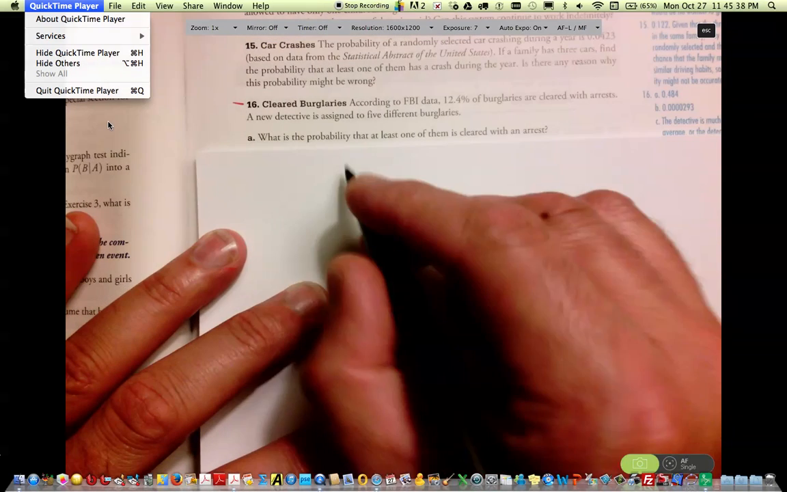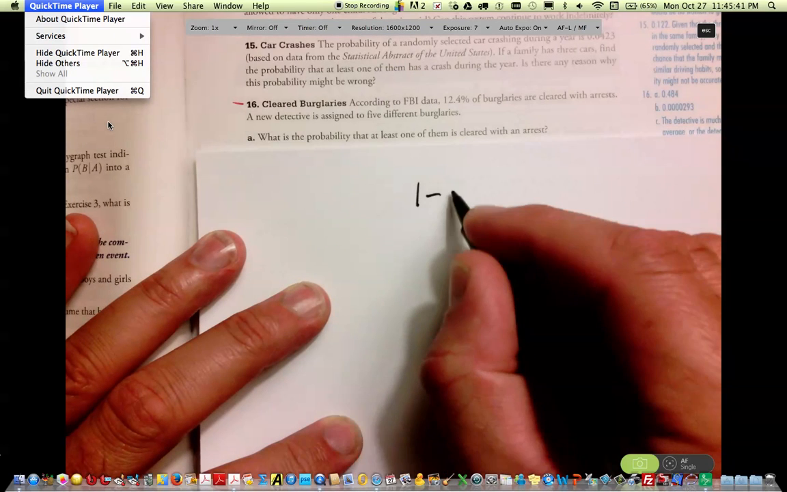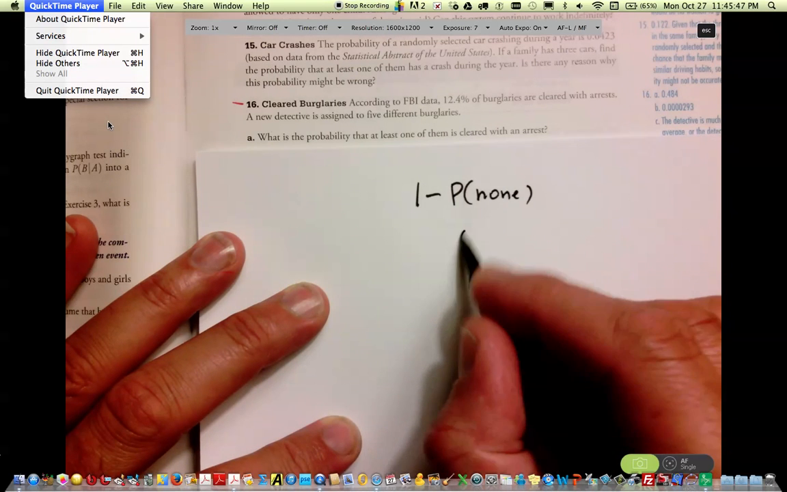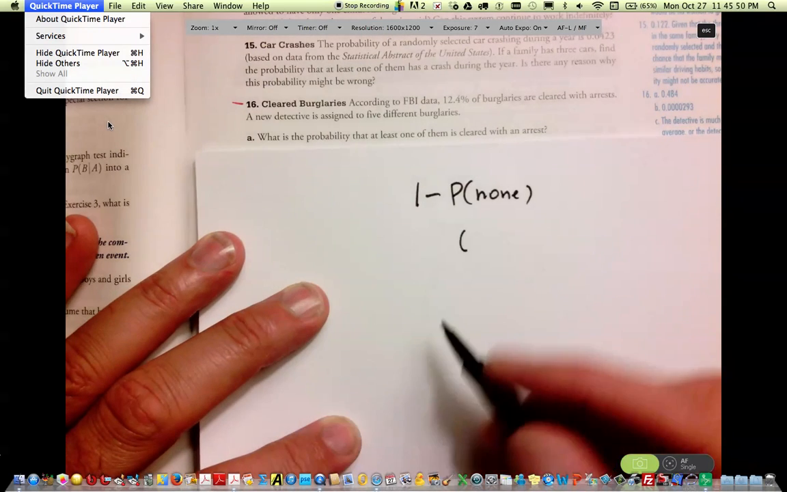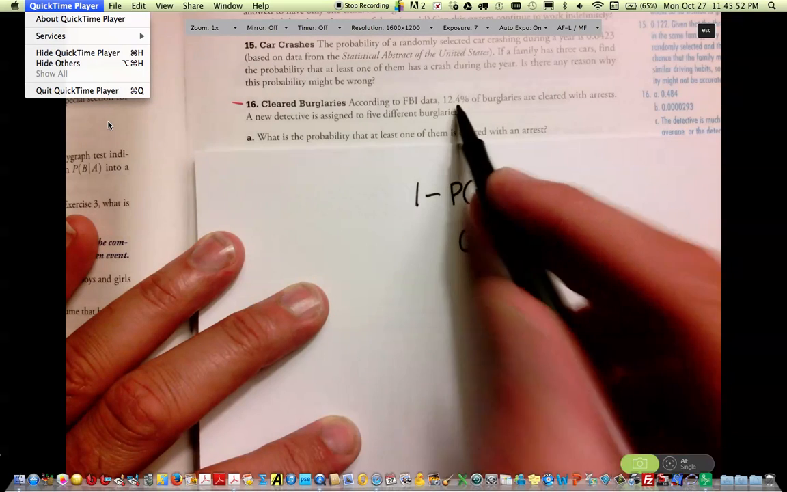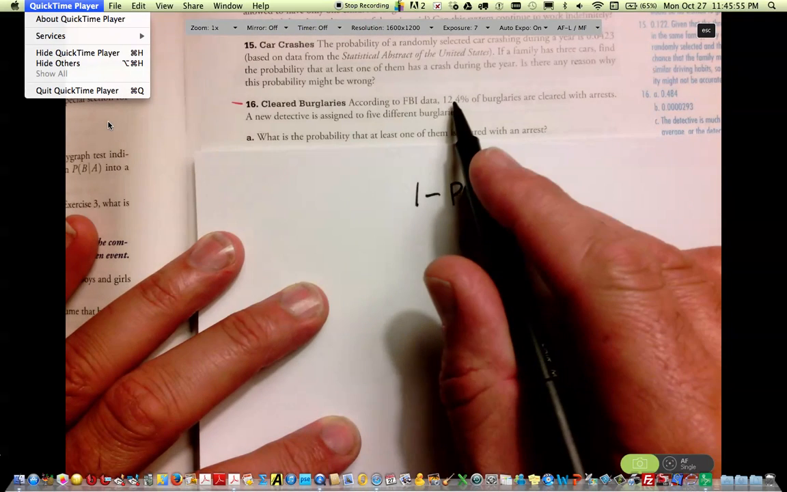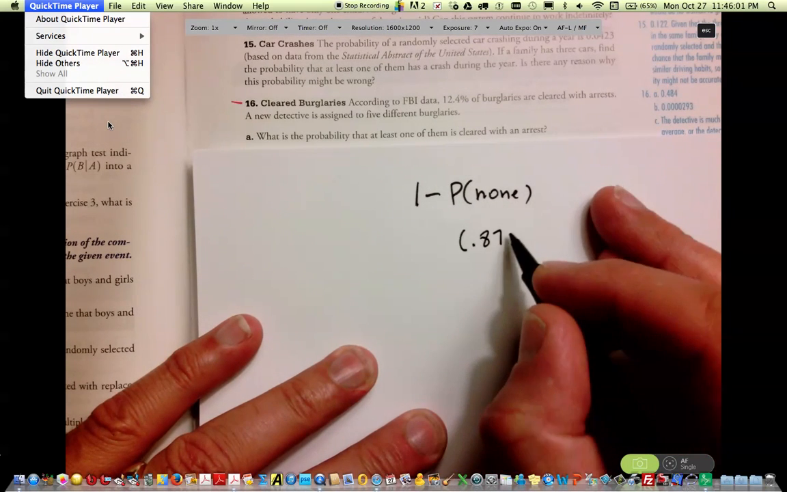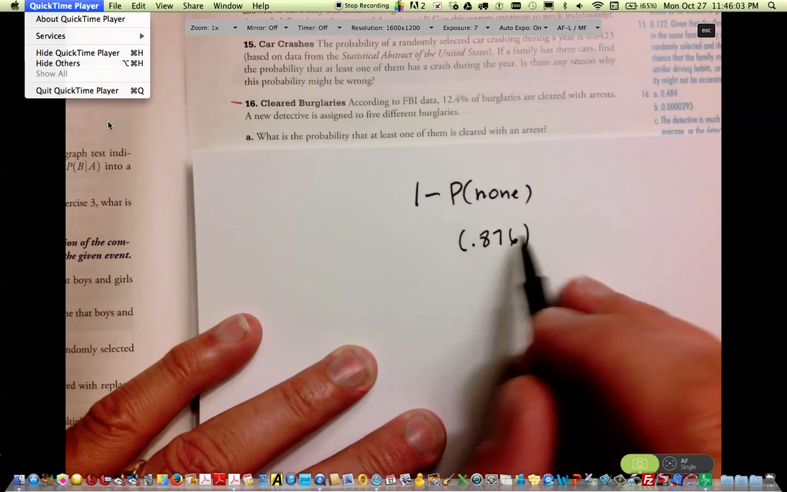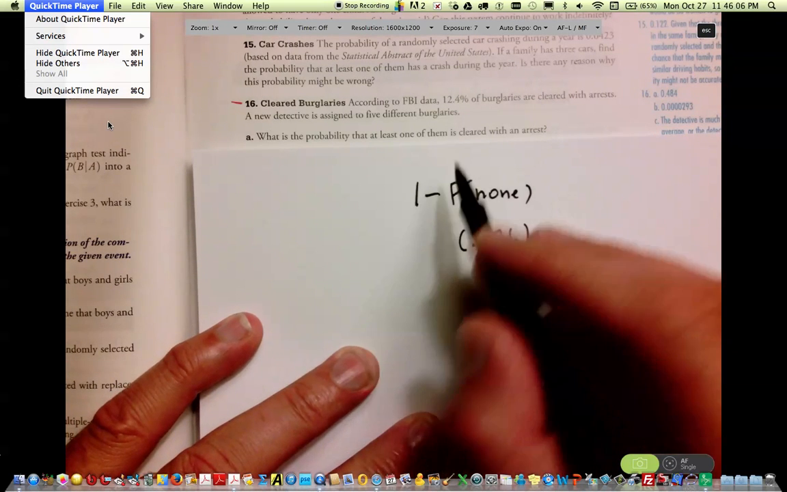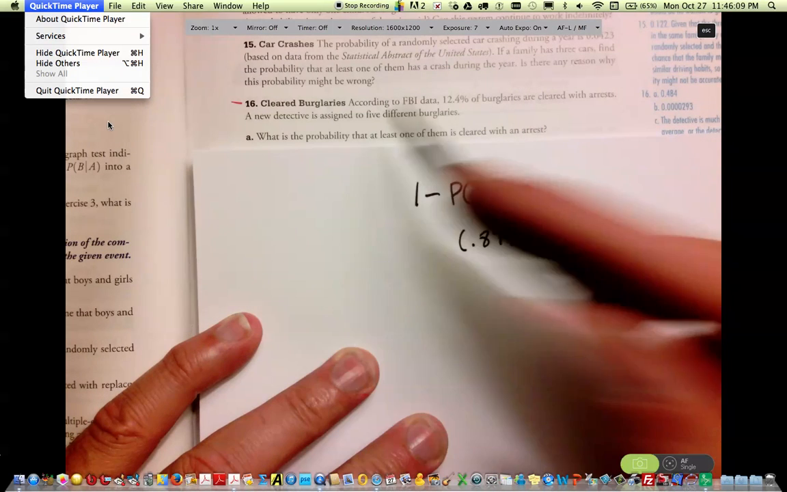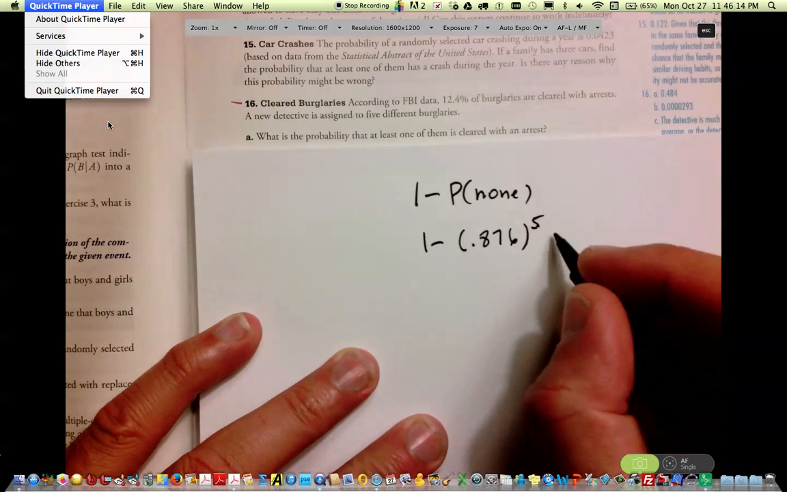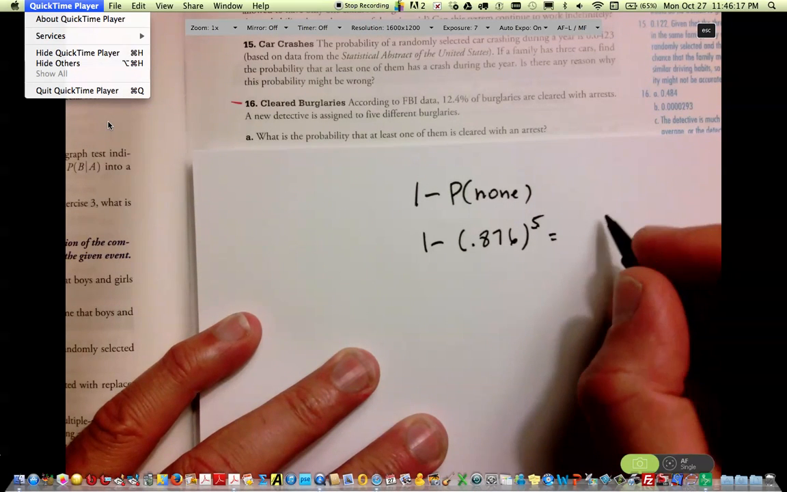All right, so again, here's that phrase, at least one. We should be thinking about 1 minus the probability of none. We've got 5 cases here. The probability that any of those is going to be cleared is 12.4%. The probability that they're not going to be cleared is the complement of that, which is 0.876. We're going to take 0.876 and multiply it by itself 5 times, since the new detective has 5 cases that are not cleared. 1 minus that is going to give me the answer I'm looking for, which is about 48.4%.